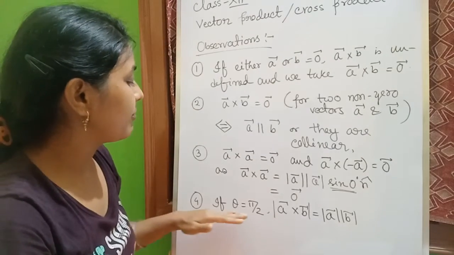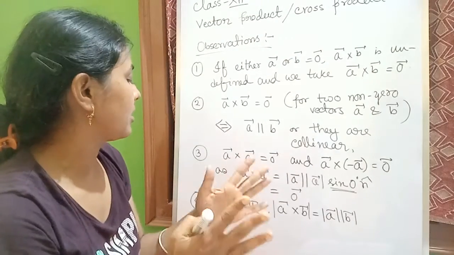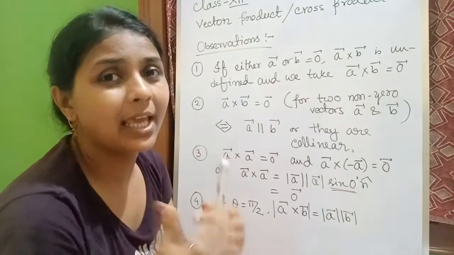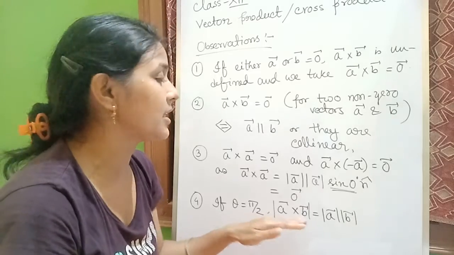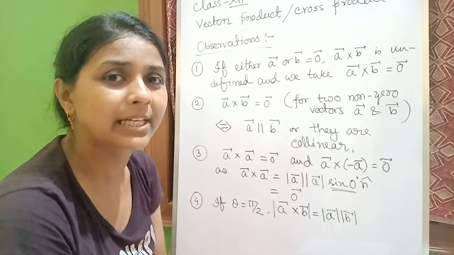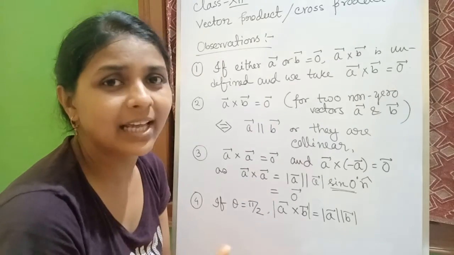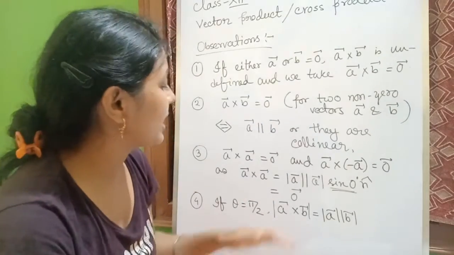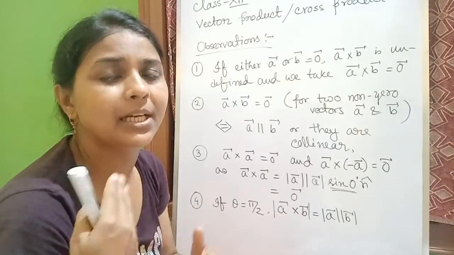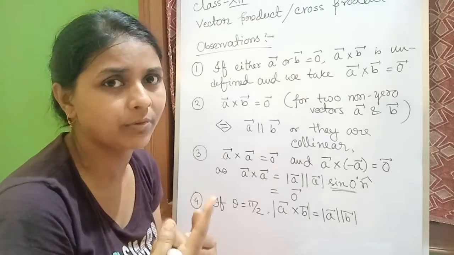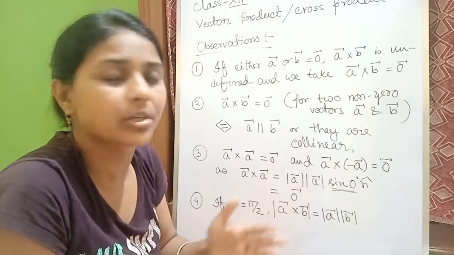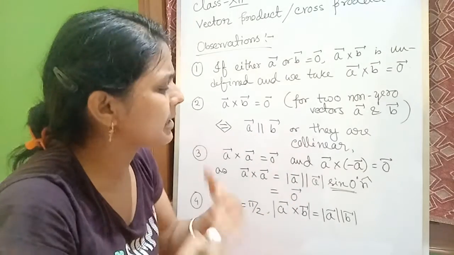Number 4, if the angle between A and B, theta, is equal to pi by 2, that means A and B are perpendicular to each other. Then sin pi by 2, that is sin 90, means 1. Now if we take modulus of both sides, then mod n cap will become 1, because it is a unit vector and the modulus of a unit vector is always 1 unit.